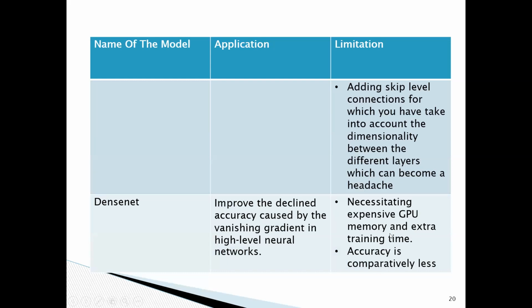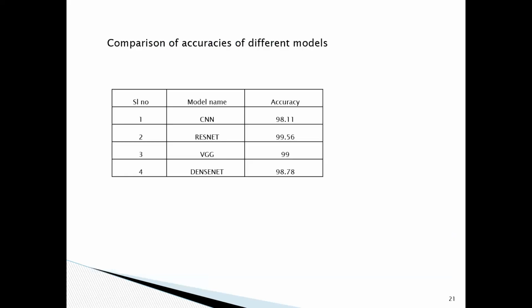And when it comes to the limitations, the major limitation is that it takes more time to run, and it may require a good specification of the machine which is running. So this is the comparison of different models with accuracy. Traditional CNN achieved 98.11% accuracy, residual network 99.56%, VGG 99%, and DenseNet 98.78%. The accuracies tell us ResNet is 99.56%. It may differ depending on the machine.